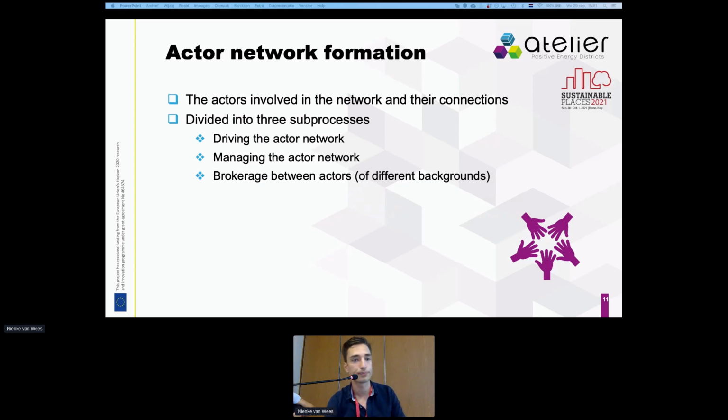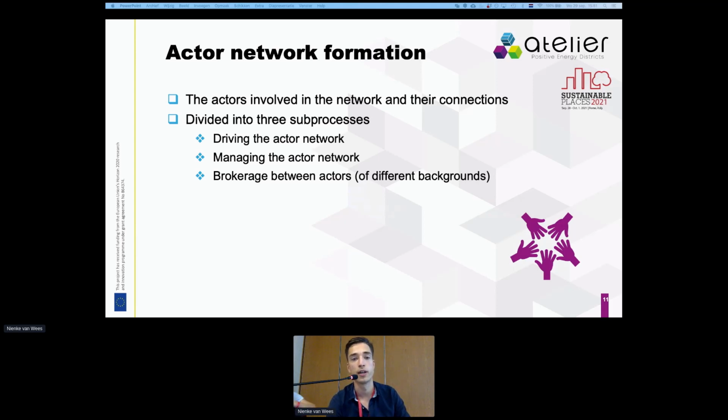So what we're looking at is the three sub-processes, which are driving the actor network, managing the actor network, and the brokerage between actors, especially of different backgrounds. So what we mean with driving the actor network, then we're looking at what kind of actors are involved in the network. So which actors are involved? Are there any actors missing? Are there any skills within your project or competences missing within your project? And should you include more actors than you currently have?